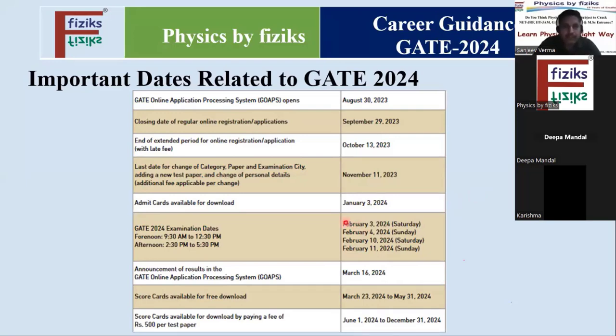Fine. So there will be some students over here who are applying for both JAM and GATE. Announcement of the result will be on 16th of March, and then scorecards will be available to download from March 23rd to May 31. You can download the scorecards by paying a fee of this much per test paper. If you could not download it, you can download it at a later date also.